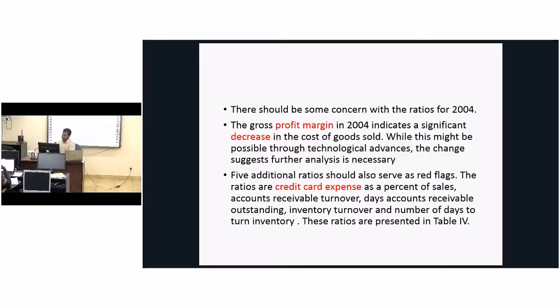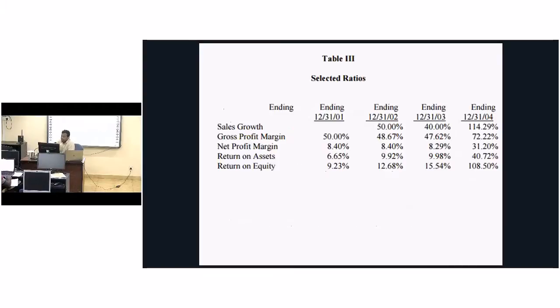5 additional ratios also give kind of red flags. What do you mean by red flags? Kind of negative hints. We call them red flags. The ratios are credit card expense. I told you, as a percentage of sales, it's a big area that you need to understand. And account receivable turnover. What's happening to account receivable turnover? Look, receivable turnover.